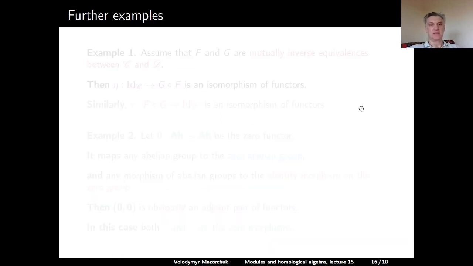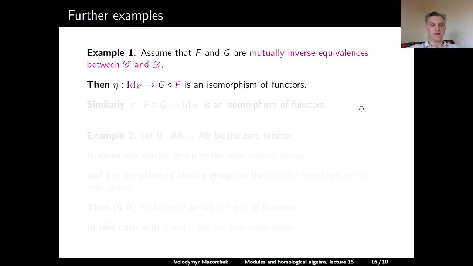Great. Let us discuss some further examples. Example 1. Assume that F and G are mutually inverse equivalences between C and D. Then the unit eta, which is a natural transformation from the identity on C to the composition of G after F, is in fact an isomorphism of functors. This is because G after F is actually isomorphic to the identity on C. Similarly, the natural transformation epsilon from F after G to the identity on D is an isomorphism of functors.